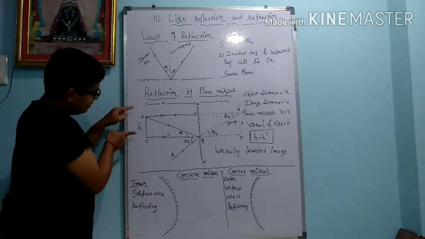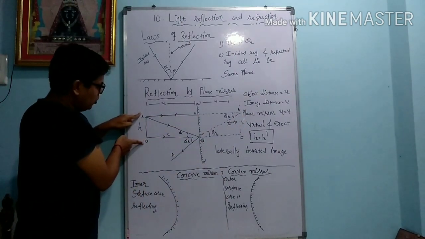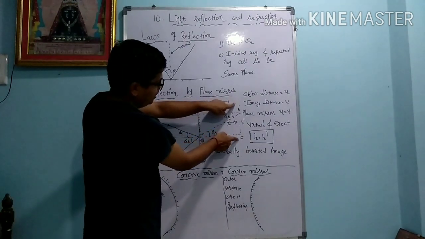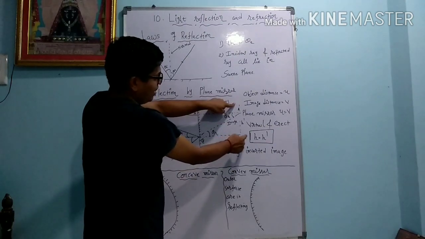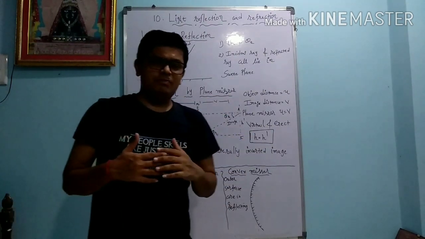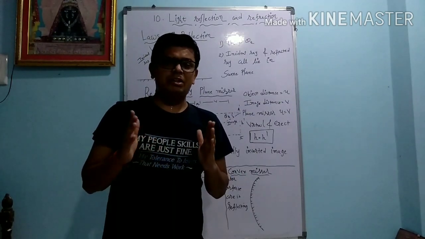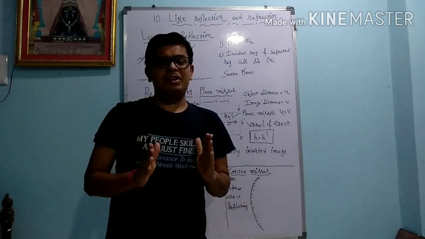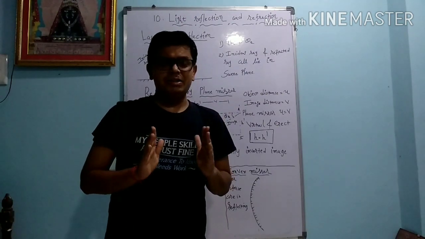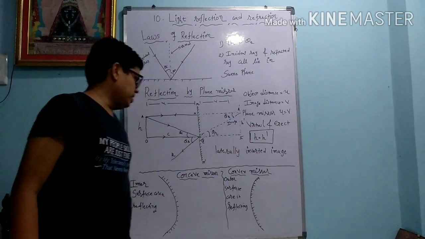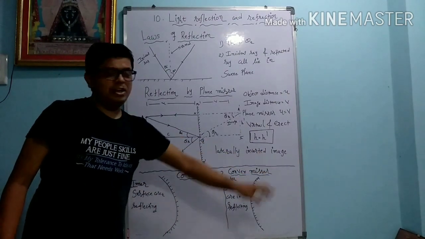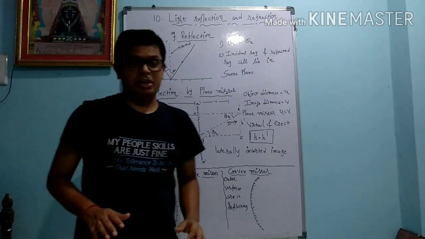As well as, the height of the object, AO, equals h, and the height of the image, A dash I, is h dash, and they are the same, h equals h dash. Whenever you see your face or body in the mirror, you find that the height of you and the height of the image are both the same, so h equals h dash. Another thing is that the image is laterally inverted.